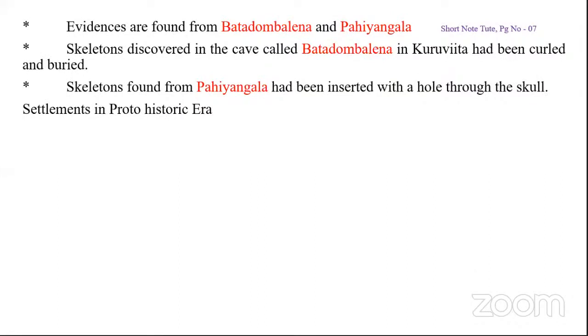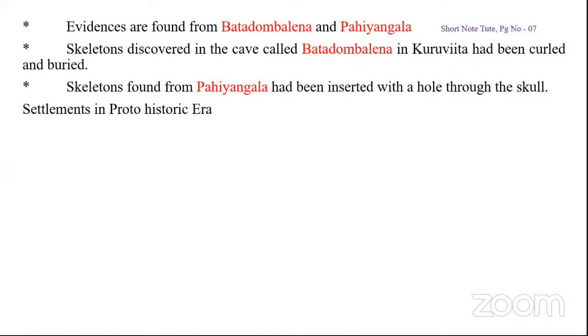Evidences are found from three places. Once again, Battadambalana and Pahiyangala mainly. Skeletons discovered in the cave called Battadambalana in Kuruvita had been curled and buried. So the special feature of the skeletons found from Battadambalana is that they were curled and buried. I don't know the meaning of that, or there may be no meaning. Maybe because of a space problem. When you are burying a lot of skeletons, there's no space, so sometimes they made them curled and buried.